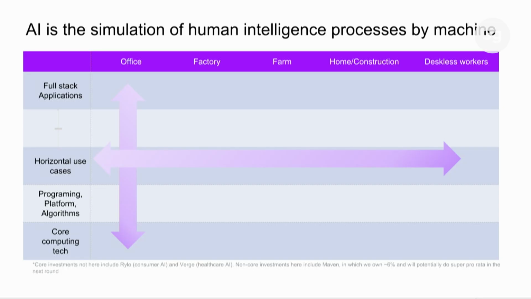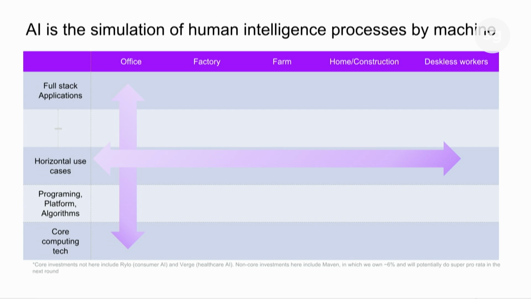The first one is up and down the stack, from the most bottom layer, core computing tech, which is chips, things that power the most bottom layer of AI, to one layer up, programming platforms and algorithms. There are some open source tools that are enabled by these chips to power a lot of the models. And then one layer up, we have the application layer.